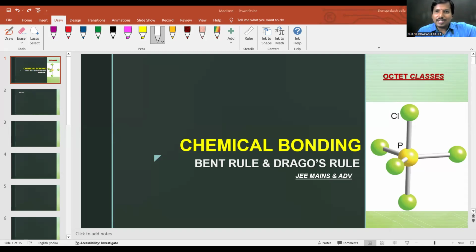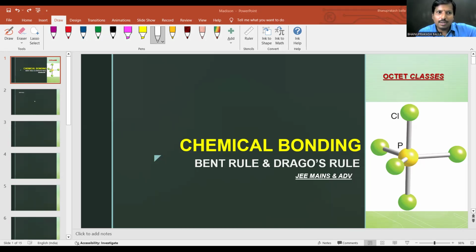So, in this session I want to discuss the chemical bonding concept. One of the important subtopics is Bent's rule and Drago's rule. It has very important applications in both JEE Mains and Advanced examinations, and from the NEET point of view it is also a very important subtopic. So, shall I go to today's class? Bent's rule and Drago's rule in chemical bonding.